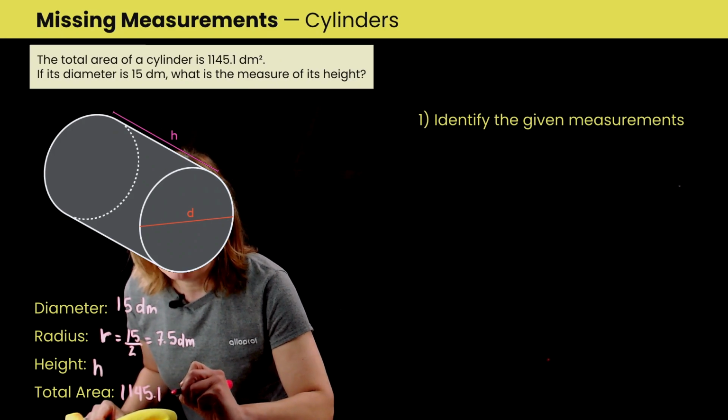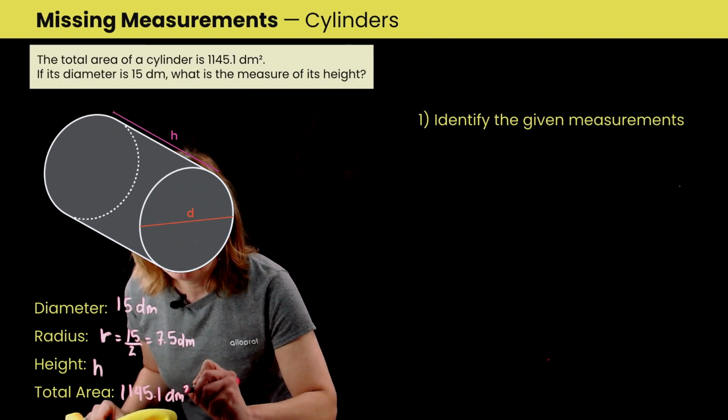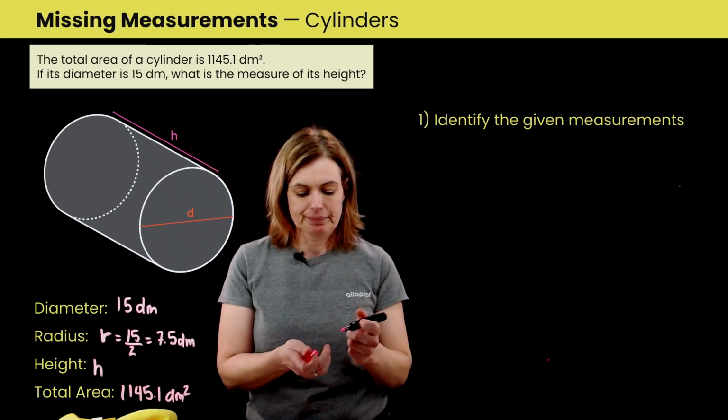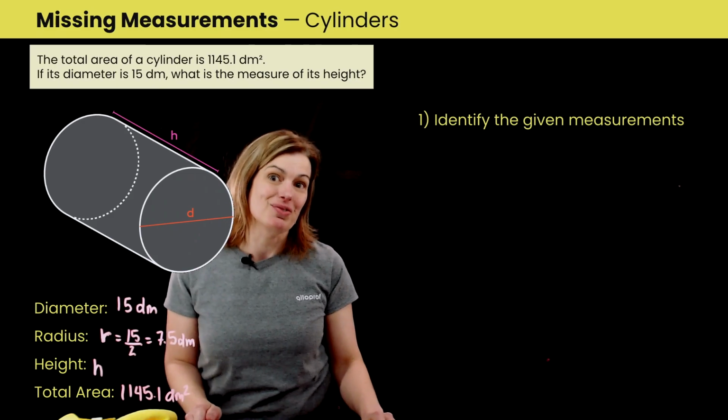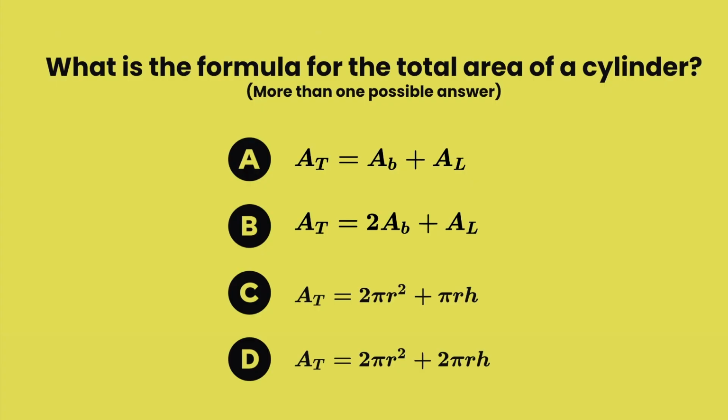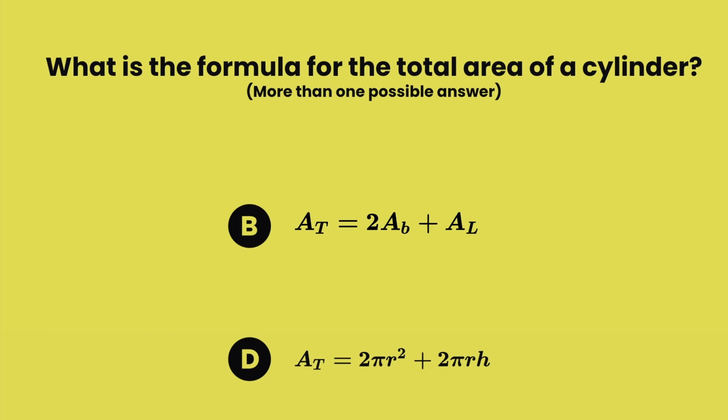1,145.1 decimeters squared. Put that in there. All right. Before we go any further, I have a little question for you. What is the formula for the total area of a cylinder? There's more than one possible answer. If you guessed B and D, you're correct.